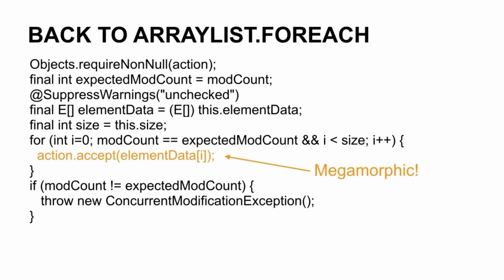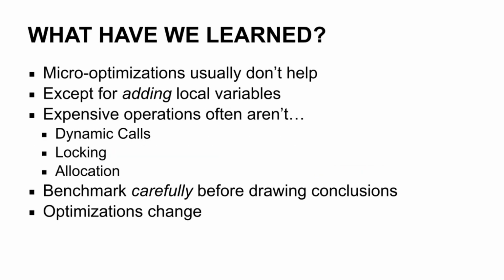Now, this isn't necessarily something I want you to worry about all the time, but I hope it's something you at least now have a better appreciation for. So what have we learned in this series? Well, we've learned that micro-optimizations, honestly, usually don't help. If it's something small that could be done mechanically, the compiler probably already knows how to do it, and it probably does it in a better way than you could, and it does it everywhere.